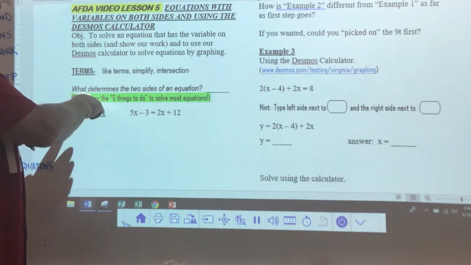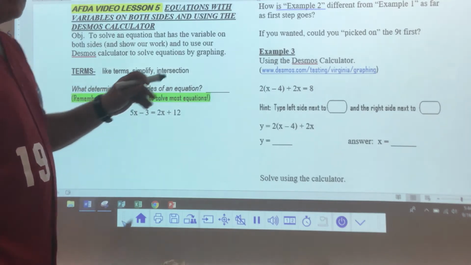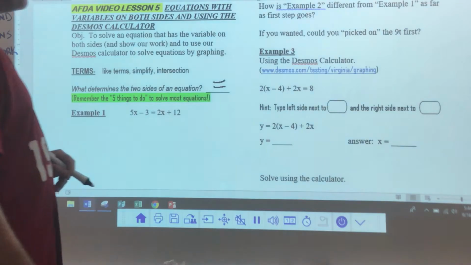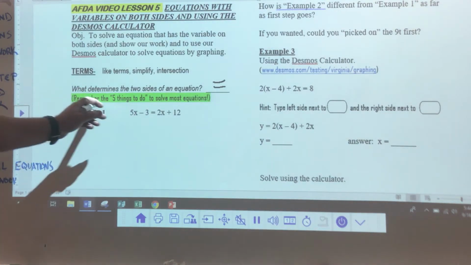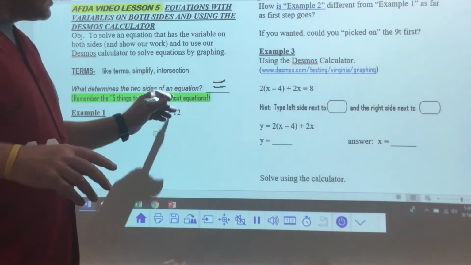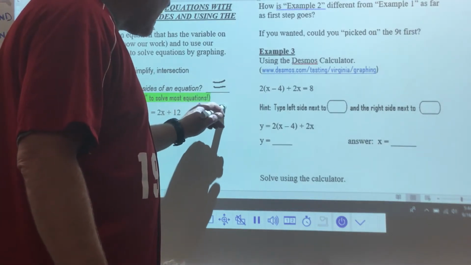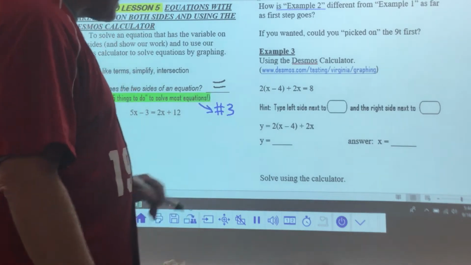So here's some prior information. What determines the two sides of an equation? Well, you remember that the equal sign determines the two sides of the equation. Now, you guys remember the 5 things in the first 2 lessons that were documented to solve most equations. Today's focus is going to look at item number 3 out of there that we looked at before.